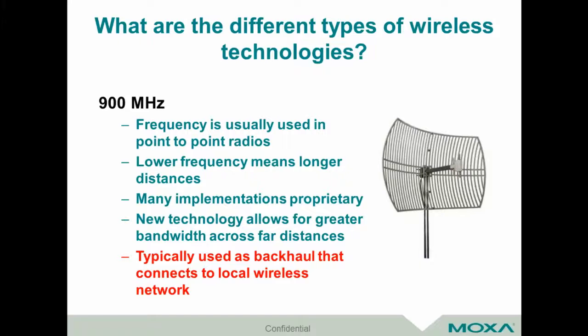So 900 megahertz is evolving very rapidly, and typically it's used as a backhaul that will connect to a local Wi-Fi network. However, with some of the new technology that's being brought out, it is also now starting to become used as a traditional Wi-Fi replacement within very noisy or very dirty environments.